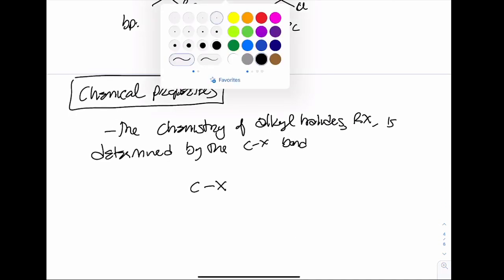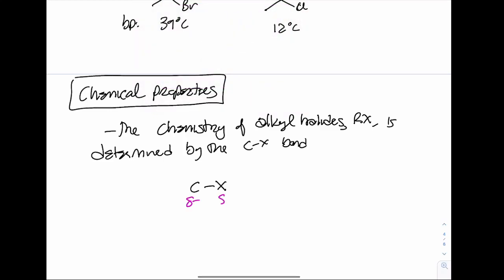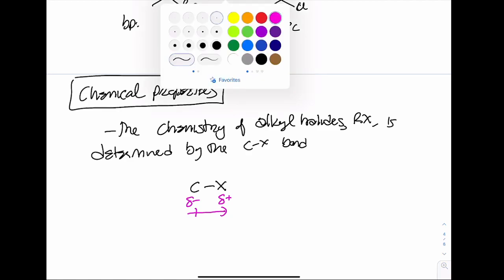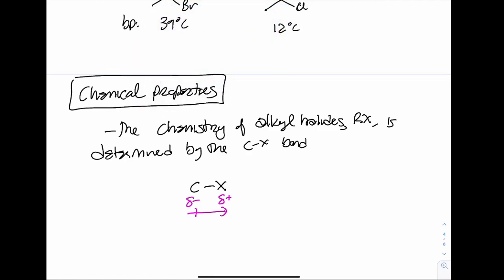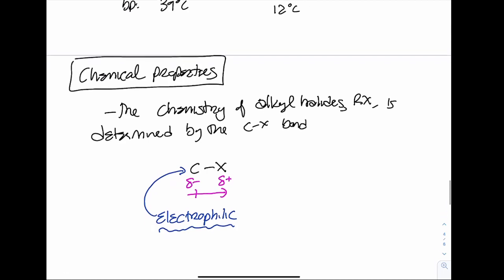My carbon is my partial positive. It's less electronegative than my halogen. So those electrons are being pulled towards that halogen. What that does for us is it makes this carbon electron poor. This carbon is electrophilic. So a nucleophile can donate electrons to that carbon. It is my electron poor substance.